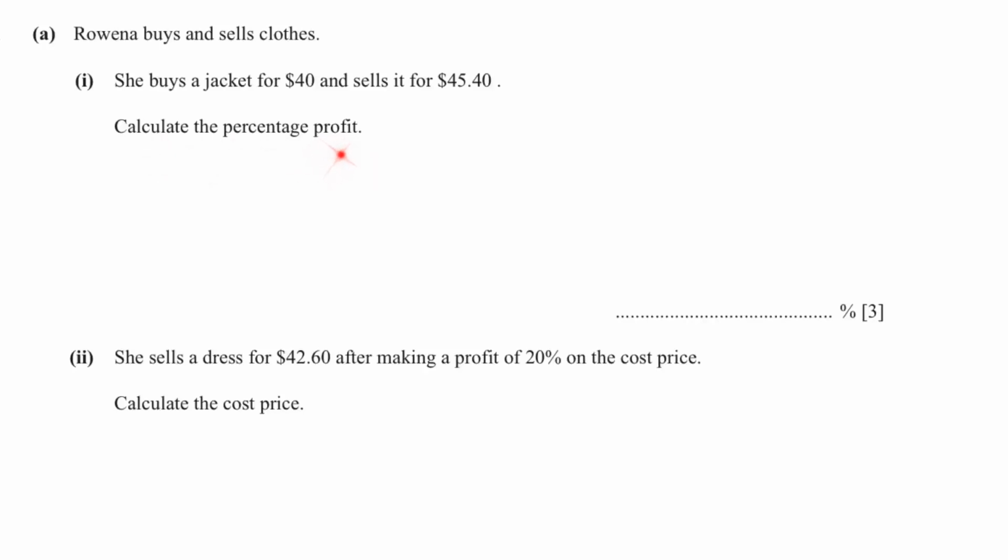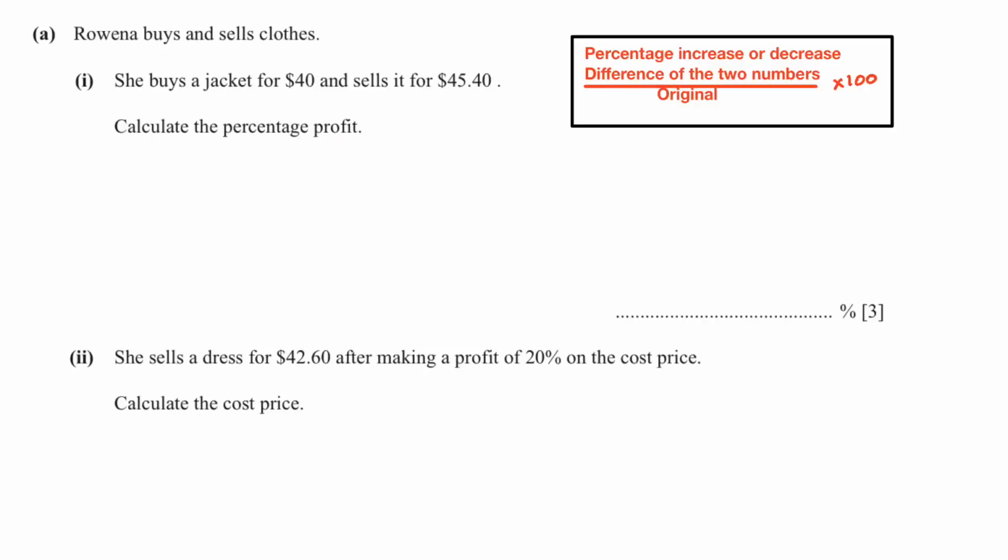Whenever you want to find the percentage of profit or percentage loss, there's a formula you need to know. You will write the difference of the two numbers on the top and divide it by the original and multiply by 100. So we will write the difference of 45.40 minus 40 and divide it by 40 because that's the cost price, multiply by 100. It will give us 13.5%.